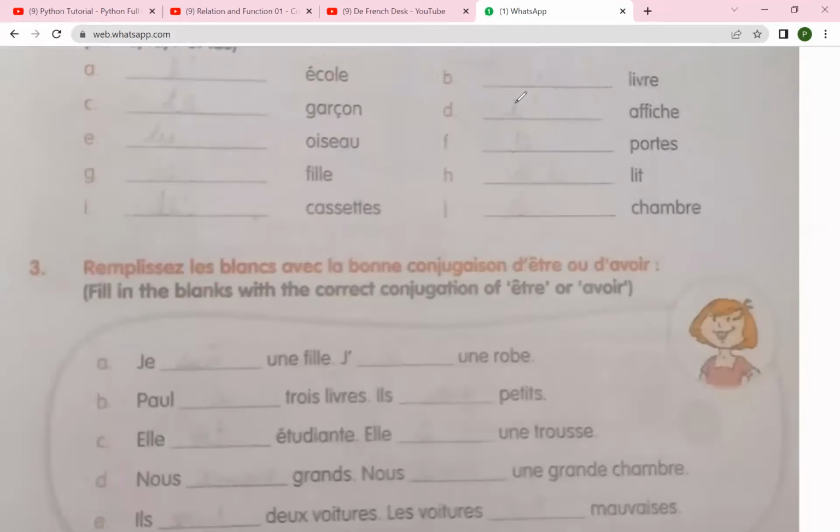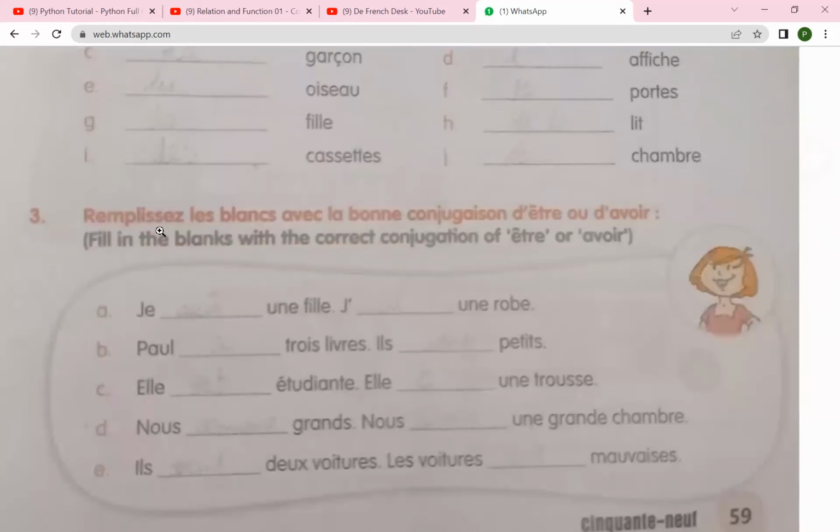moving on to the next one. Remplissez les blancs avec la bonne conjugaison d'être ou d'avoir. So now this question can be tricky at first because it asks you to make use of both the verbs according to the situation. So you have to first try to understand the meaning of the sentence and then fill it accordingly, either with avoir or with être.